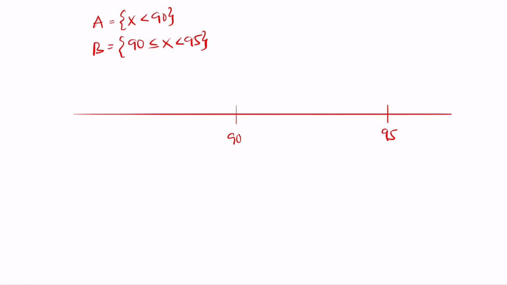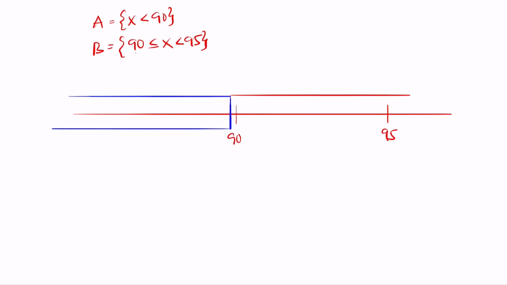So now how to draw the values? Let me draw A first. We do not include the value 90, but we include anything less than 90. The next one is 90 and 95 combined. It takes into consideration the value 90, and it also takes into consideration above 90 until the value 95, but remember again it does not include 95 here. So now this is the event A here, and this is the event B.